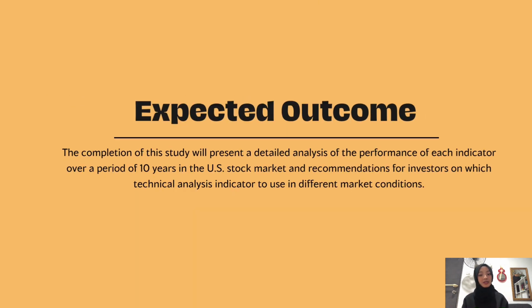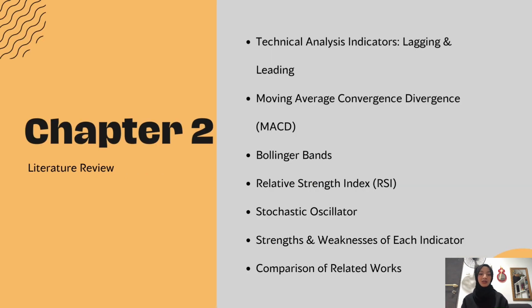Lastly, the expected outcome of this study will present a detailed analysis of the performance of each indicator over a period of 10 years in the US stock market, and recommendations for investors on which technical analysis indicator to use in different market conditions. Now, let us dive into the next chapter, that is the literature review. Here is the content of my literature review.